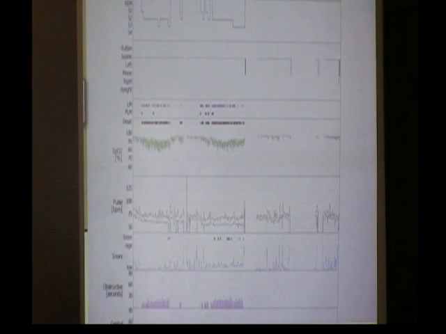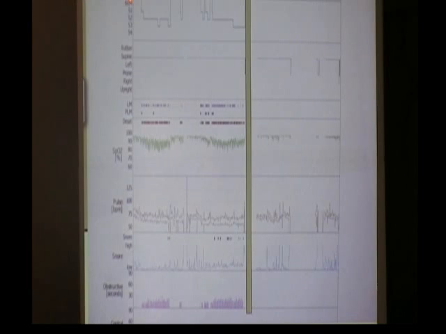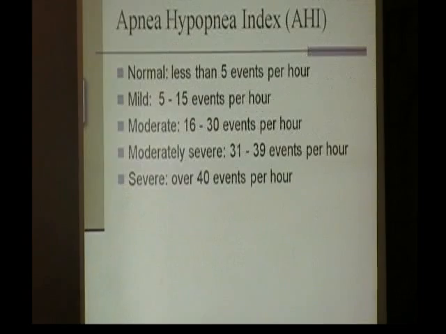Okay? This is a good example. If you take a look at the oxygen saturation, the saturations here are lower than normal. Why is there intermittent desaturation? Because if you take a look, this patient is actually awake over here. Okay? And here's another episode where he's awake. So only when he sleeps does his oxygen saturation drop.